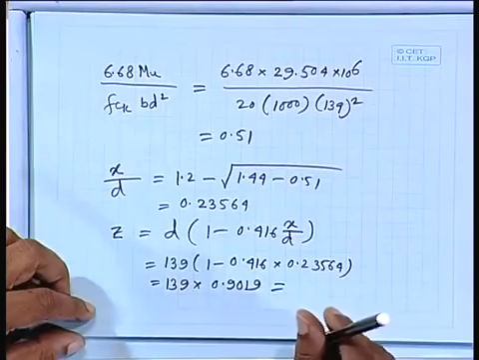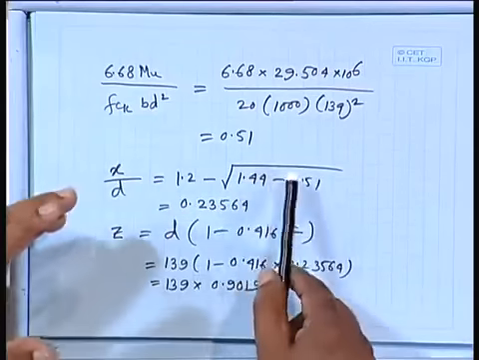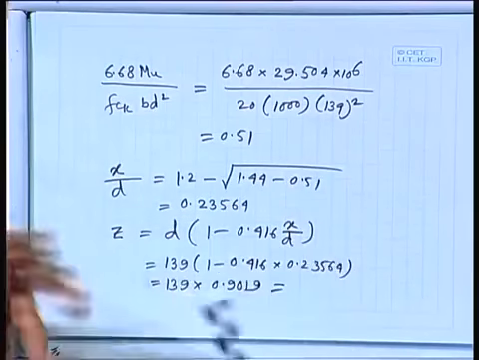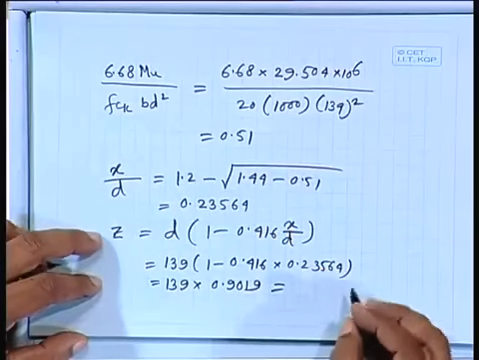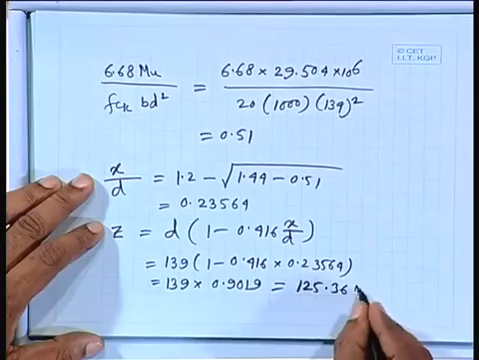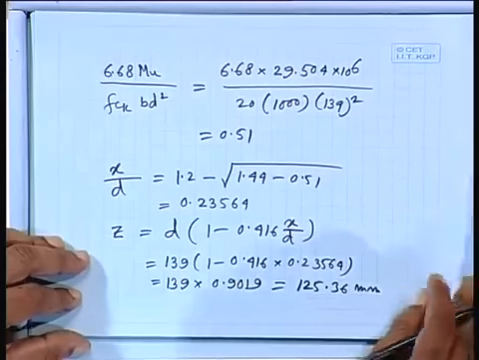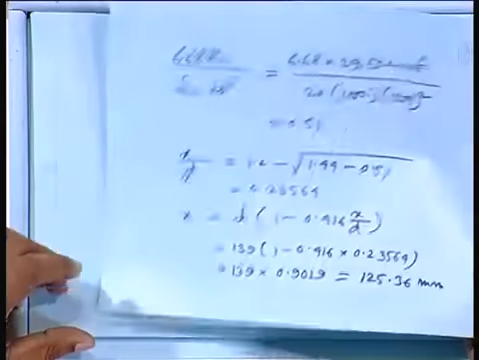That's why I have written here what could be the range, that also you should note. When we do not want to calculate all those things directly, you have no calculator, but we would like to estimate at site itself, that way also you can find out. So which comes as 125.36 millimeter. So z we have got it.